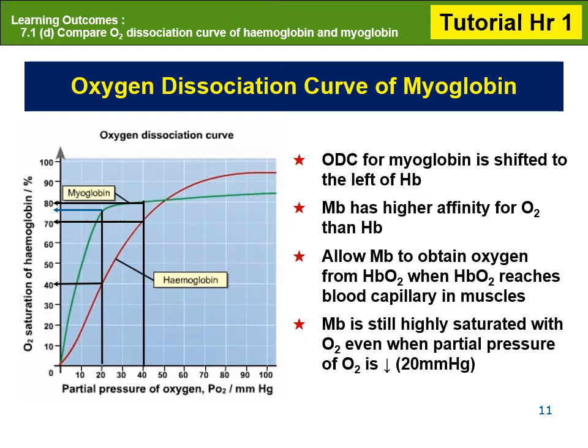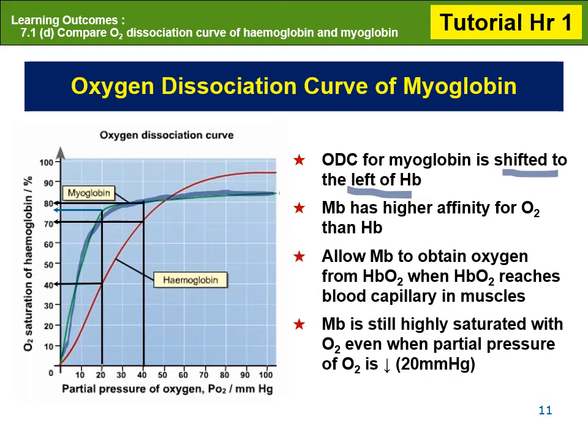Okay, so here we look at the ODC for myoglobin, which is shifted to the left of hemoglobin. Okay, yang hijau ni adalah myoglobin. Kalian lihat, dia shifted to the left of hemoglobin. So maksudnya myoglobin has higher affinity for oxygen than hemoglobin. So this allows the myoglobin to obtain the oxygen from oxyhemoglobin when oxyhemoglobin reaches blood capillary in muscle.